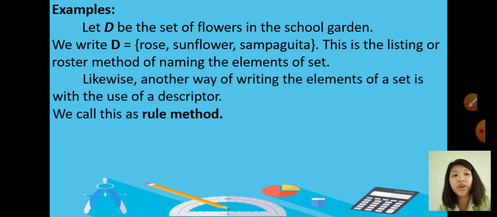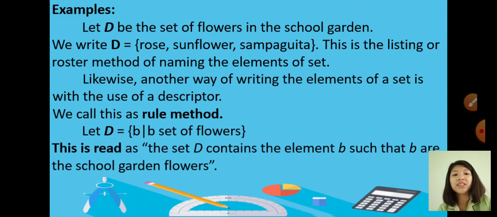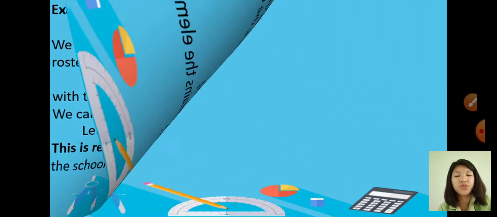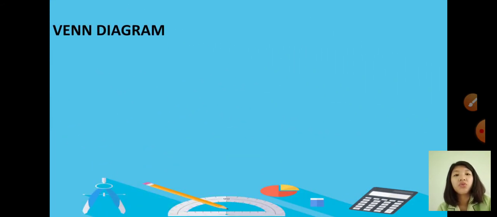Likewise, another way of writing the elements of a set is with the use of a descriptor. We call this the rule method. So let D is equal to B such that B is a set of flowers. And this is read as the set D contains the element B such that B are the school garden flowers.